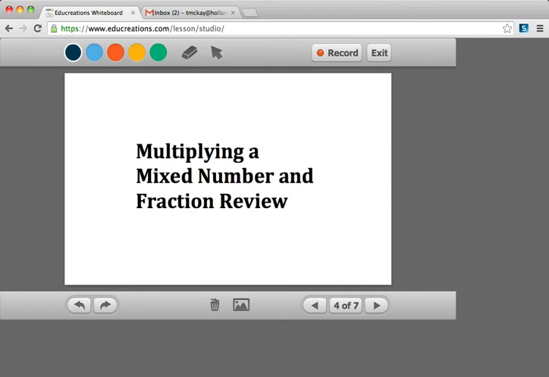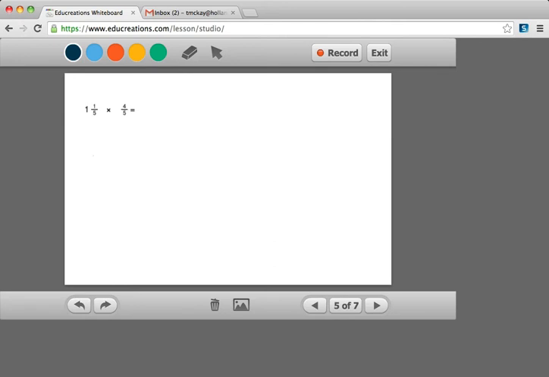Now we will review multiplying a mixed number and a fraction. If we look at 1 and 1/5 times 4/5, the first thing we have to do is see how many parts are in a whole. There's 5 parts. How many wholes do we have? We have 1 whole. So we have 5/5 that represents our 1 whole, plus we have 1/5. So here we have a total of 6/5.